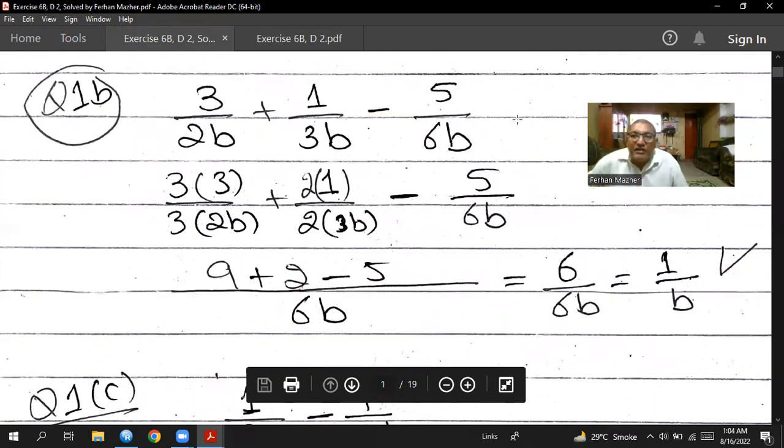In the second fraction, I will multiply numerator and denominator both with 2. So upstairs you will have 2 into 1, that will be 2, and downstairs 2 multiplied by 3b, it will become 6b. Then minus, and the third fraction doesn't need to be multiplied with anything because its denominator is already 6b. Now all the denominators are the same, so I can write a single fraction: 9 plus 2 minus 5, divided by 6b. Upstairs you will have 6, downstairs 6b. 6 and 6 will be cancelled, so you will have 1 by b. So this is how you will do the B part.